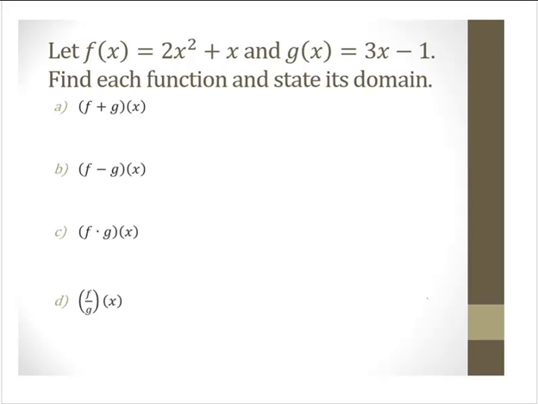Alright, so let f of x be 2x squared plus x and g of x equal 3x minus 1. We're asked to find each function and state its domain. First, it might be useful to note the domains of these functions. f of x equals 2x squared plus x, that's a quadratic function, and that has domain all real numbers. g of x is a linear function and also has domain all real numbers.